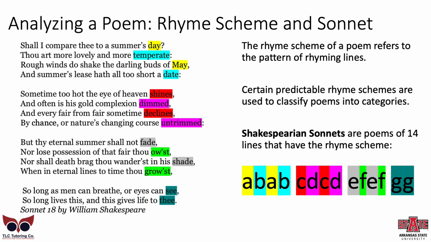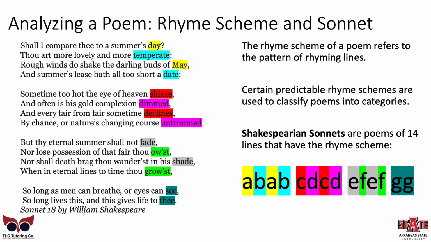Analyzing a poem, rhyme scheme, and sonnet. The rhyme scheme of a poem refers to the pattern of rhyming lines. Certain predictable rhyme schemes are used to classify poems into categories. The poem you see to the left is Sonnet 18 by William Shakespeare. Shakespearean sonnets are poems of 14 lines that have the rhyme scheme AB, AB, CD, CD, EF, EF, GG.